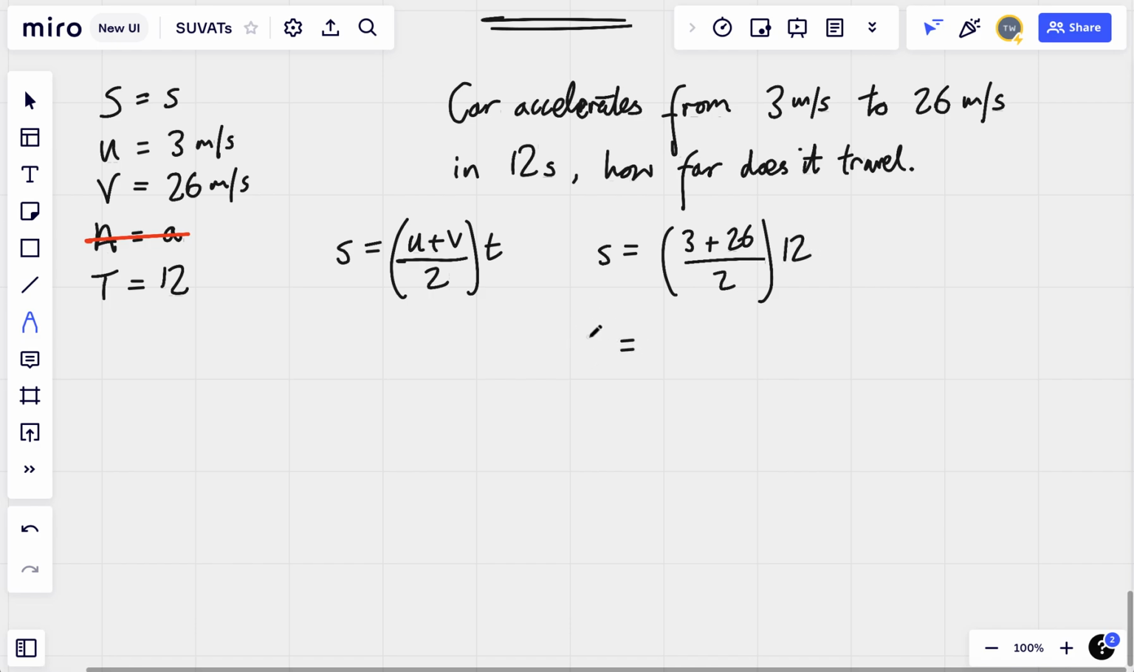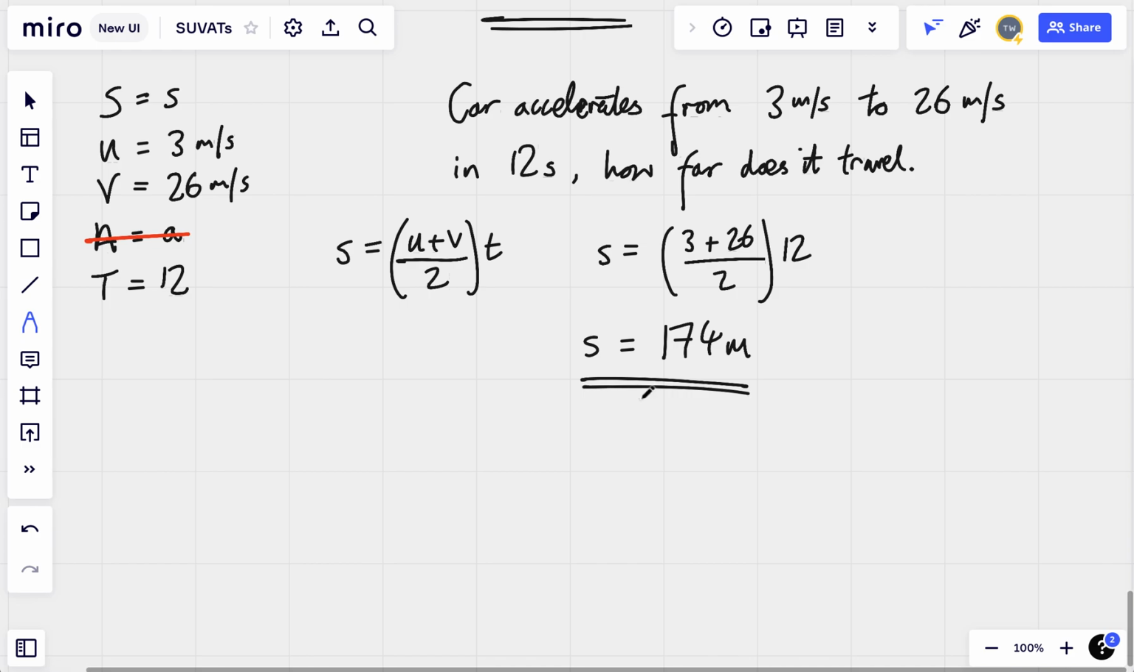Now, I'm actually going to use a calculator here. So 3 plus 26 is 29, divided by 2, times 12. For those who did that in your head, well done, you're very impressive. It's travelled 174 meters.